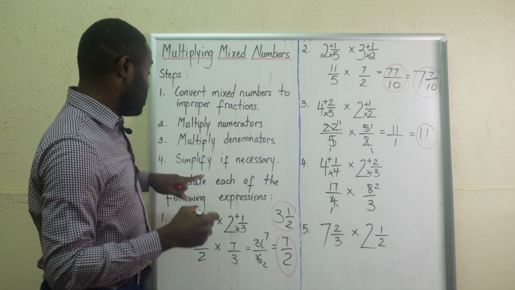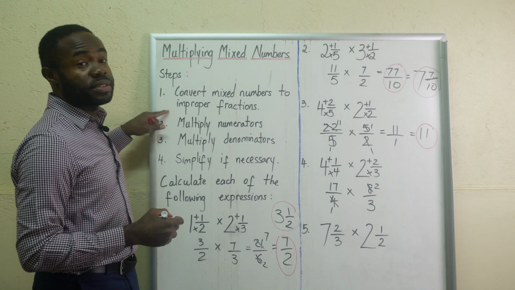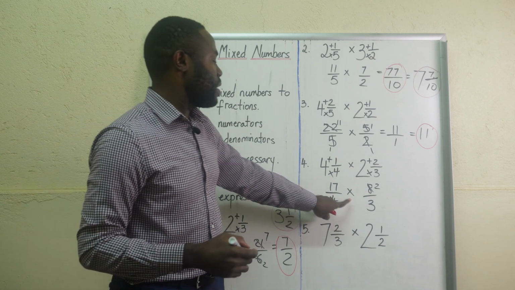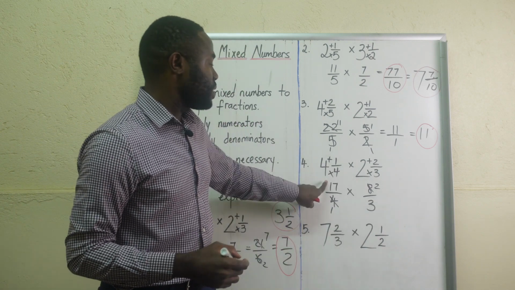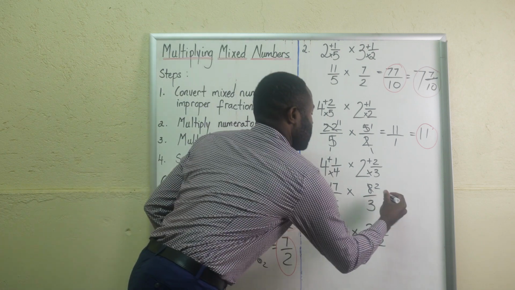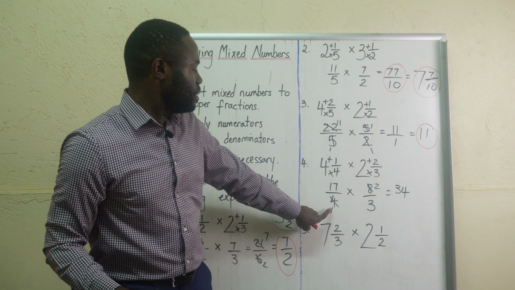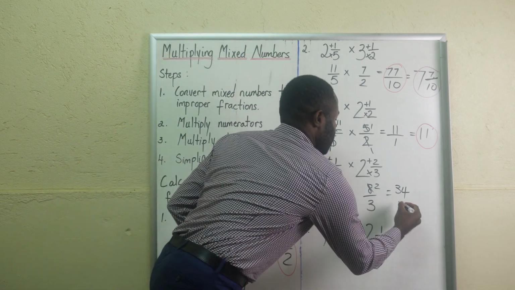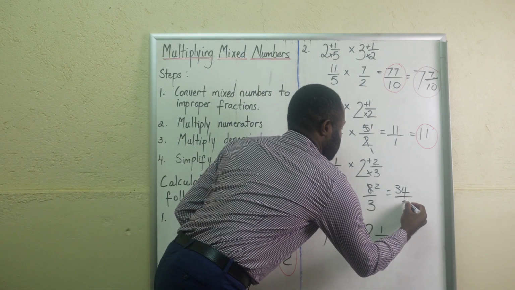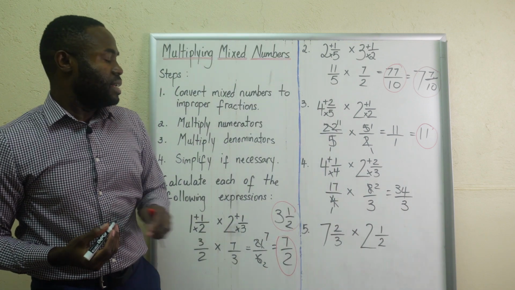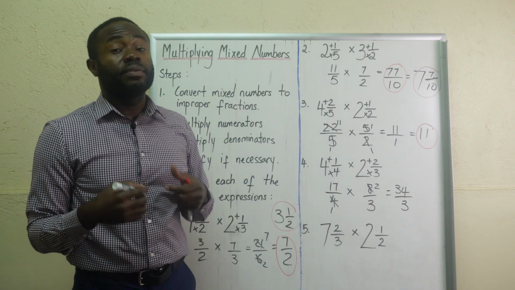Now, after you have simplified, you can go back to step 2, where you will multiply the numerators. So it's 17 times 2, that will give us 34. Then we multiply 1 times 3, and that will give us 3. All right. So after you have done that, then you can what now?